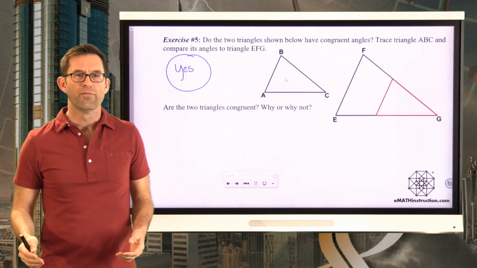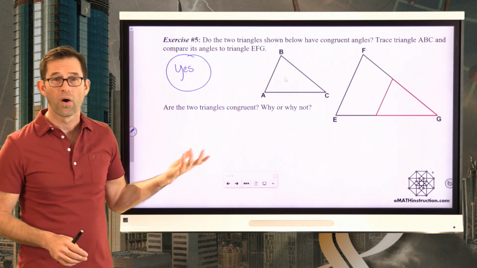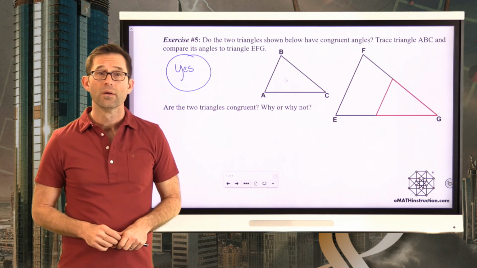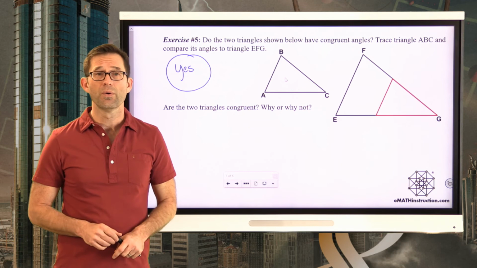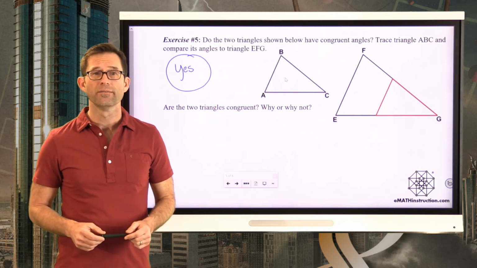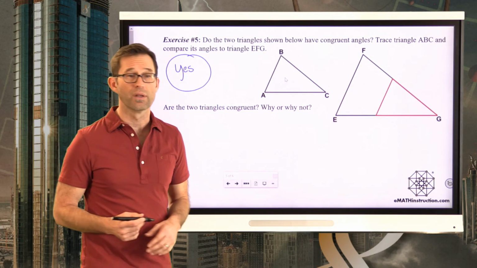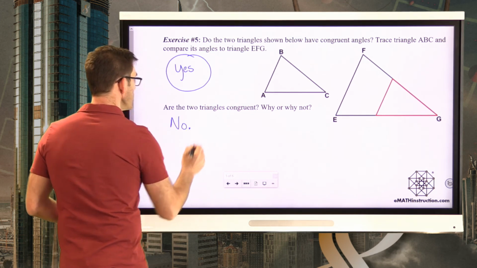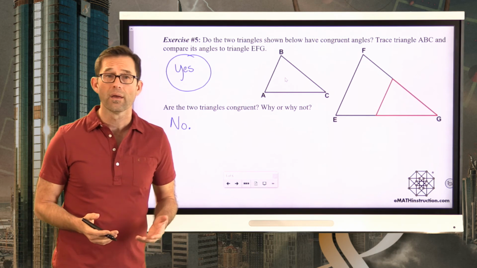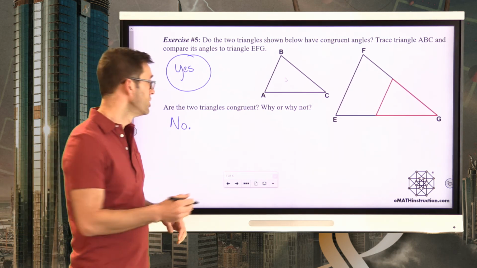So, if the three angles of one triangle are congruent to the three angles of another triangle, are the two triangles congruent? Pause the video now and put down yes or no, and then, regardless of which one you put down, give me an explanation for why. Well, the answer is definitely no, right? And there's a lot of different answers or explanations for why. One explanation is simply, one of the triangles is larger than the other triangle, right?